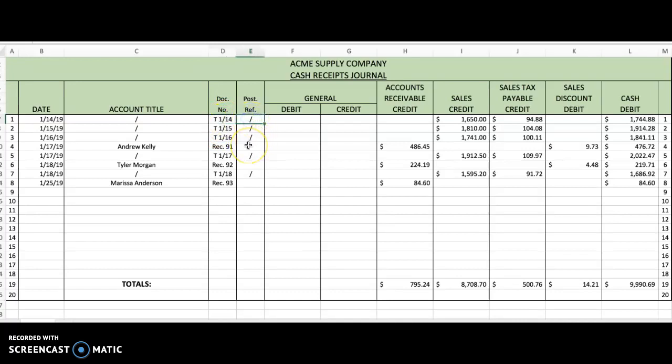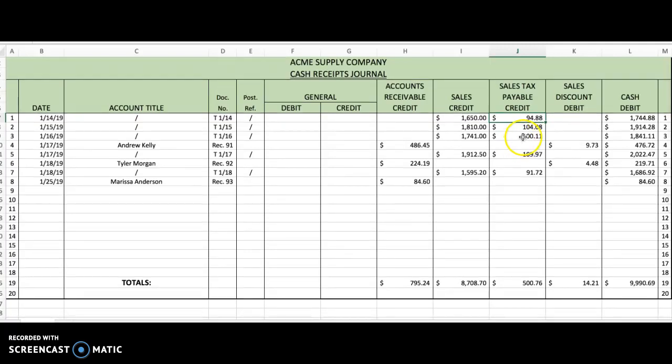The little slash mark here again means, in this case, there's nothing that needs to be posted separately. No accounts receivable, no customer, no creditor involved. Nothing in these columns. And here is the transaction. We had $1,650 in sales. And as you know now, we need to have a sales tax figured in. So we made sales of $1,650, but we charged the customers $94.88. This was the daily cash transactions.